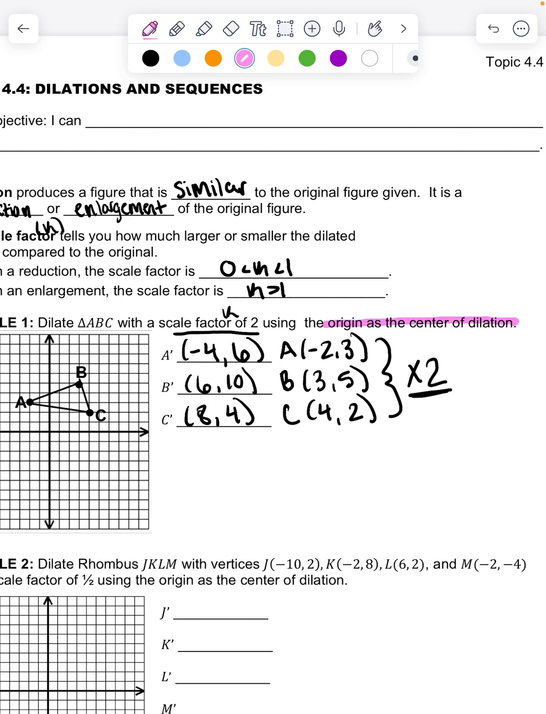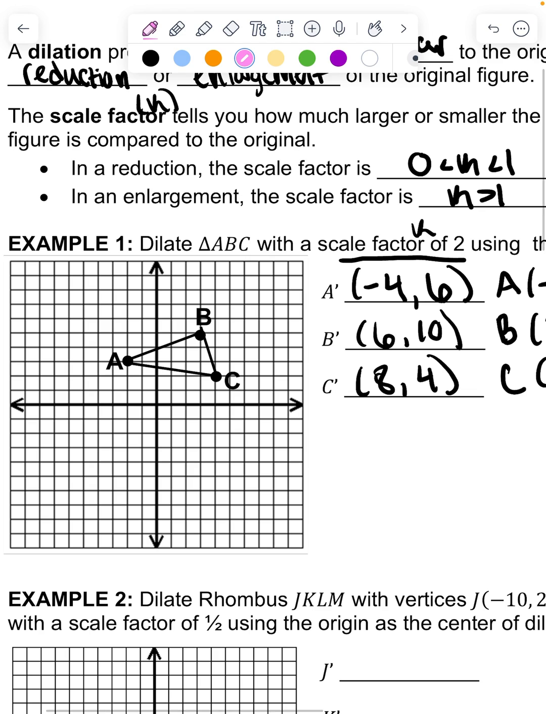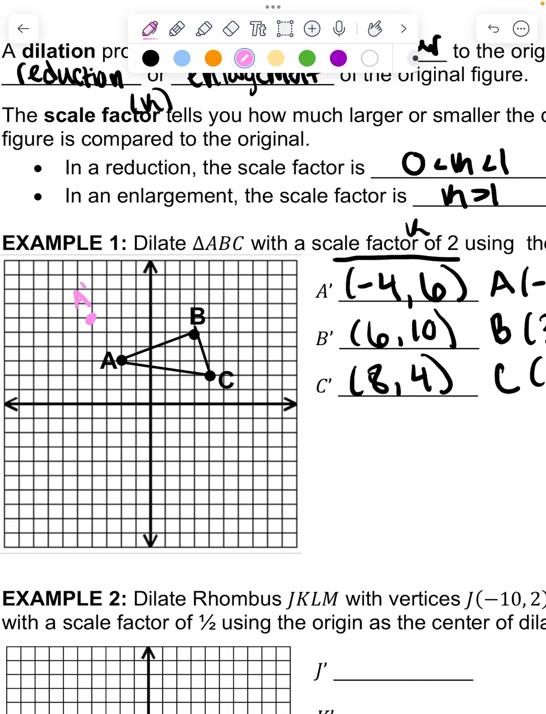Now we're just going to graph it super quickly. So there's A prime. There's B prime. And there's C prime. So let's go ahead and connect those dots to make that triangle. Okay, and that's how we dilate a figure when the origin is the center.